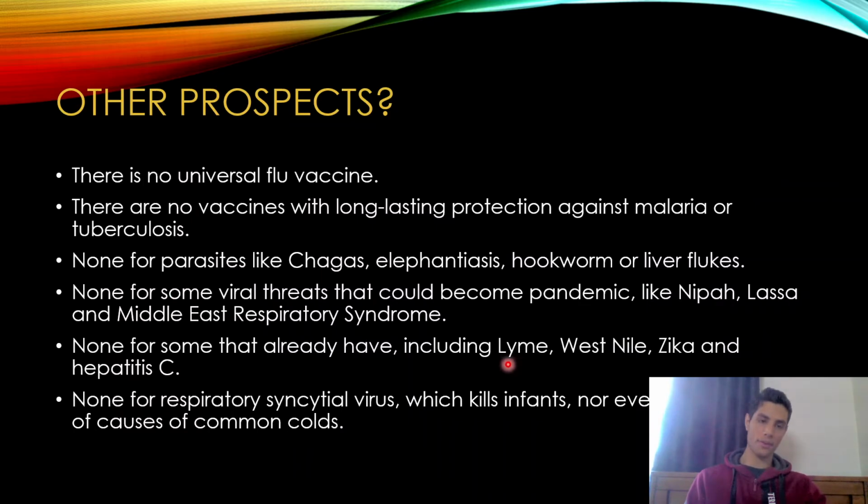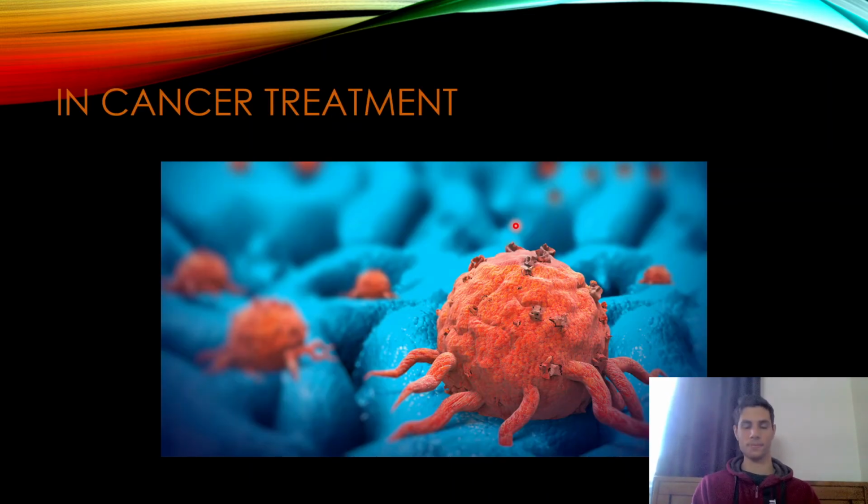Also, we have many other diseases that we have zero vaccines for, like Lyme disease, West Nile, Zika, and hepatitis C. Also, there are no vaccines for respiratory syncytial virus, which kills infants. And that could be solved by mRNA vaccines.